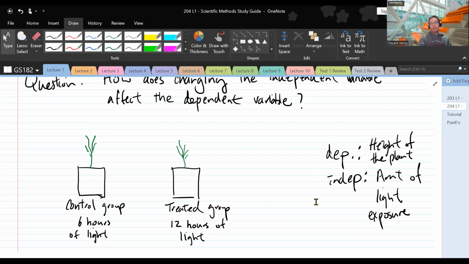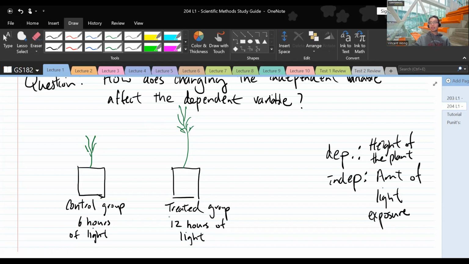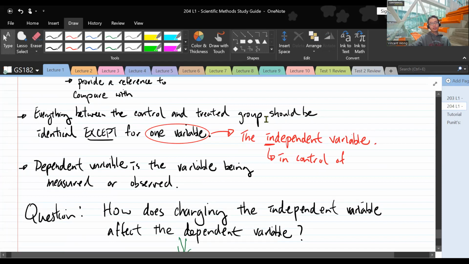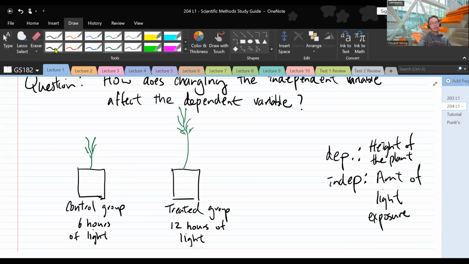Listen carefully. Let's say after a week of doing this, the plant is taller. How do you know for sure that the difference in height is actually caused by the difference in sunlight exposure? How do you know it is not something else? Well, earlier we wrote this down, right? Everything between the control and the treated group should be identical, except for the independent variable, which means except for the amount of sunlight, everything else between these two plants should be kept the same.